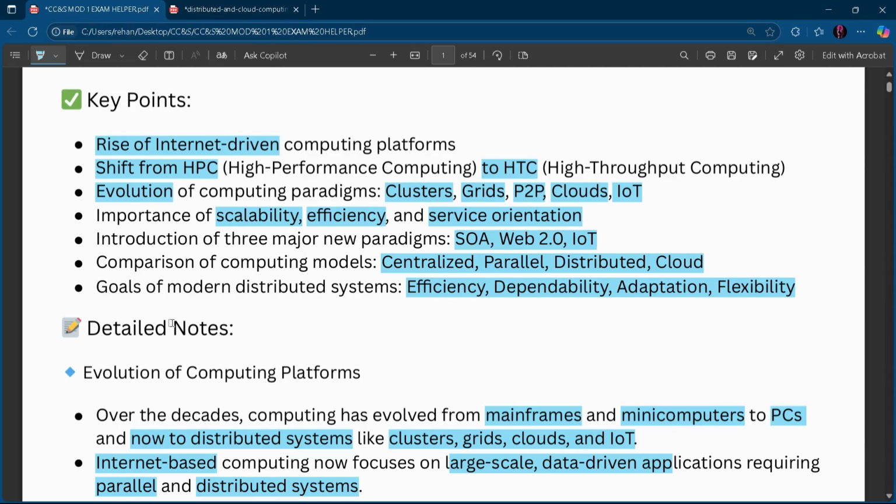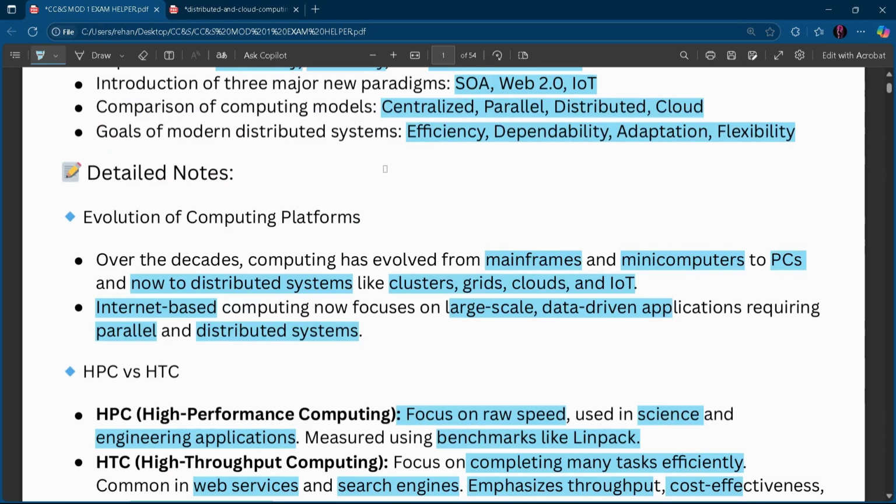And comparison of computing models. We have four. Centralized, where everything is connected to one single system. Parallel, where more than one thing is running together at the same time. Distributed, where multiple computers are connected together via a network. Cloud, which is virtually distributed, where systems are interconnected and completely virtual. Goals of a modern distributed system: efficiency, dependability, and adaptation flexibility.